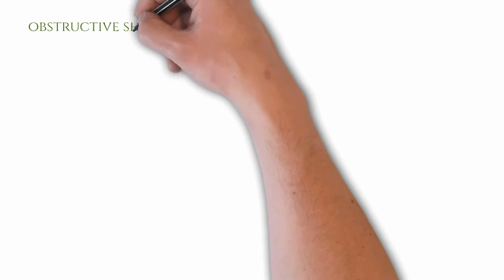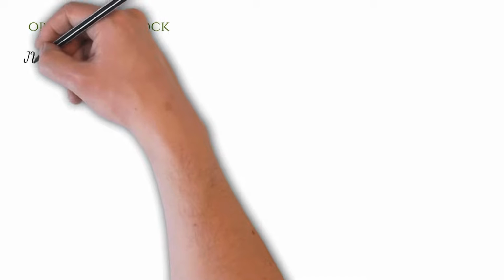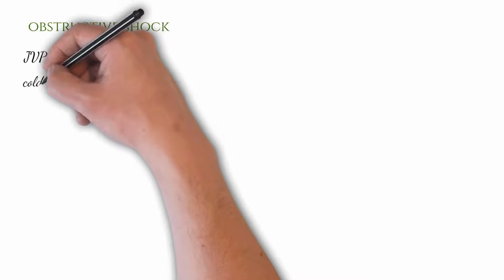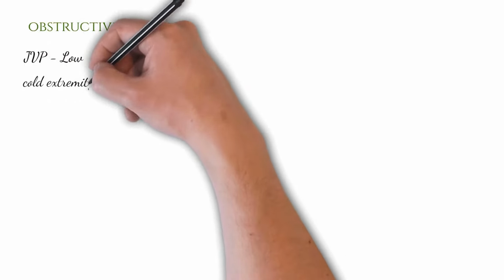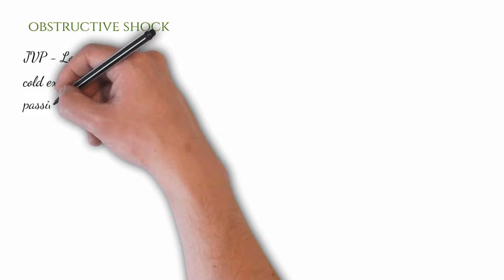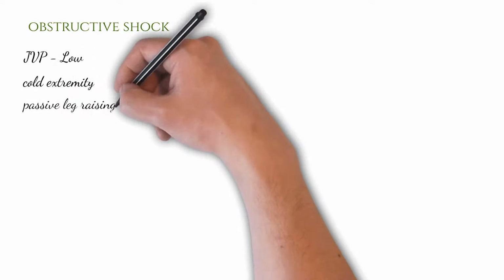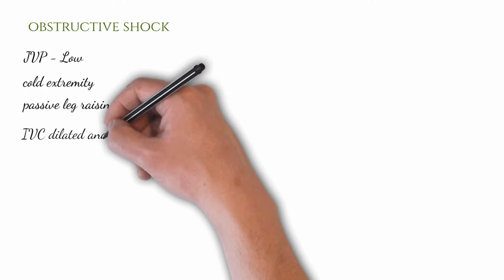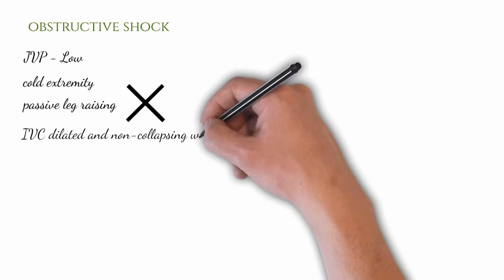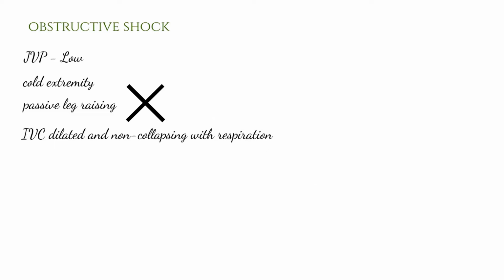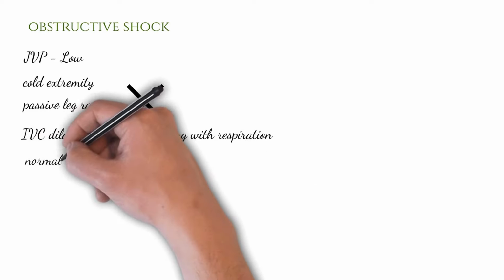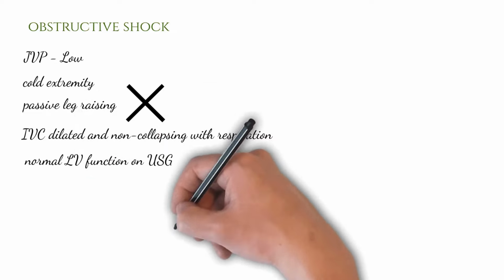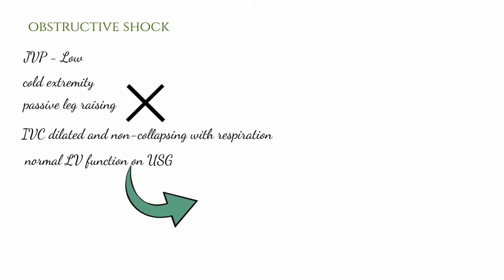Now let's study obstructive shock, in which the JVP will be low, the extremities will be cold, there will be no effect of passive leg raising on the pulse pressure, the IVC will be dilated and non-collapsing with respiration, and there will be normal left ventricular function on echocardiography. So basically this is exactly like cardiogenic shock, but on echocardiography the LV function will be normal.